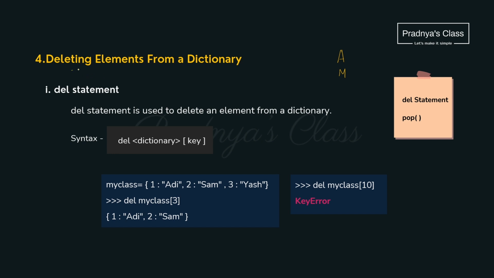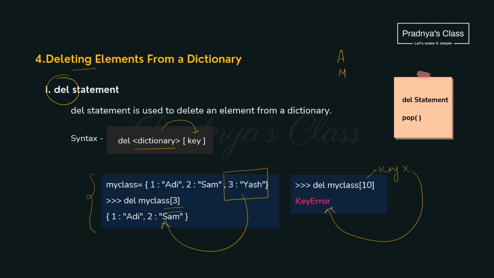Now let's check out how to delete the element. For that we can use del statement. We are familiar with del statement. We have already used it. But here we should note down the syntax. We need to write the dictionary name along with that key name. Then that particular key value pair will get deleted from the dictionary. Look at this example. We mentioned key 3. So this key value pair got deleted from the dictionary. If this key doesn't exist in the dictionary, you will be getting exception key error.